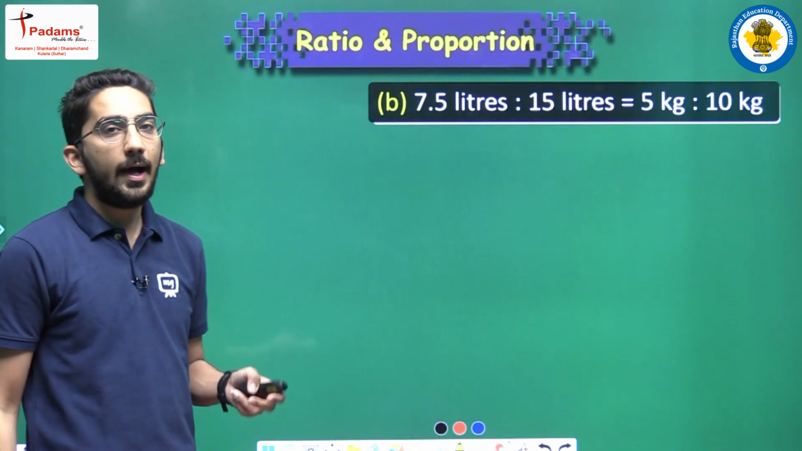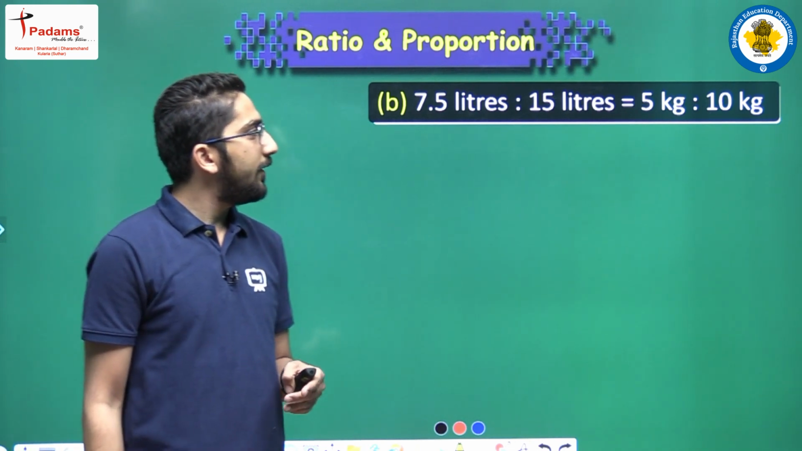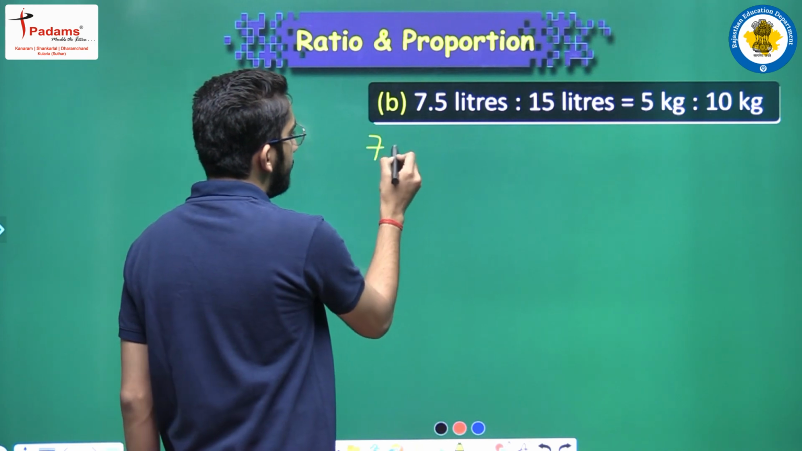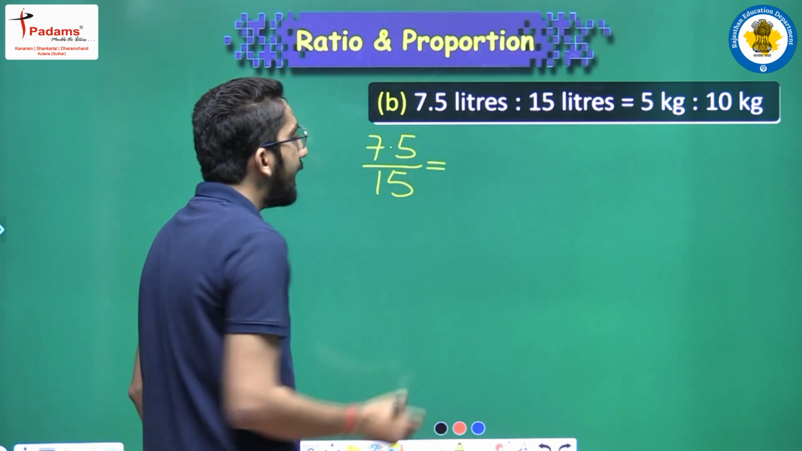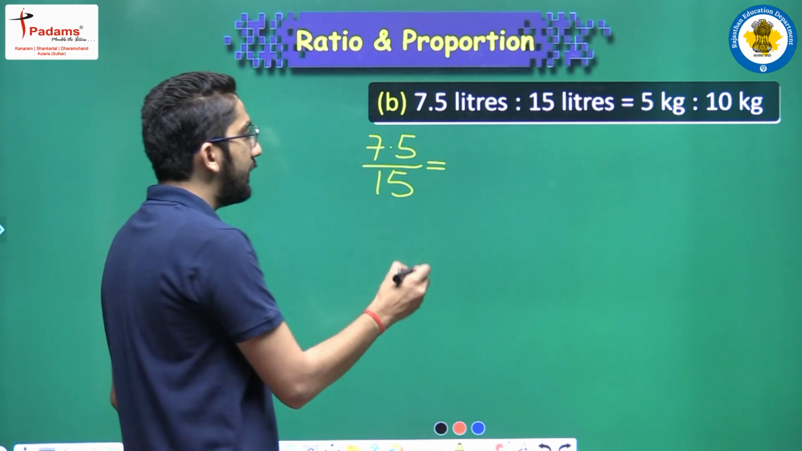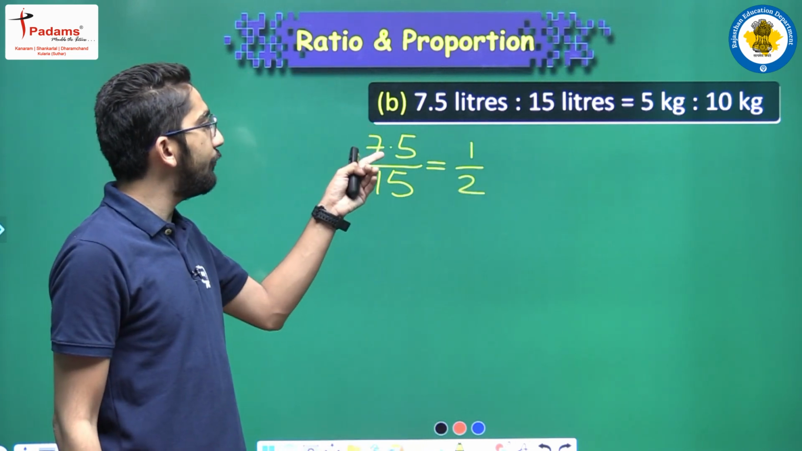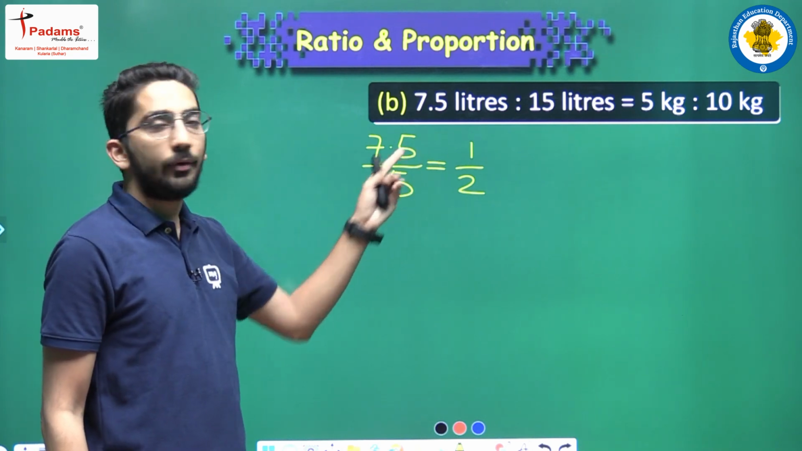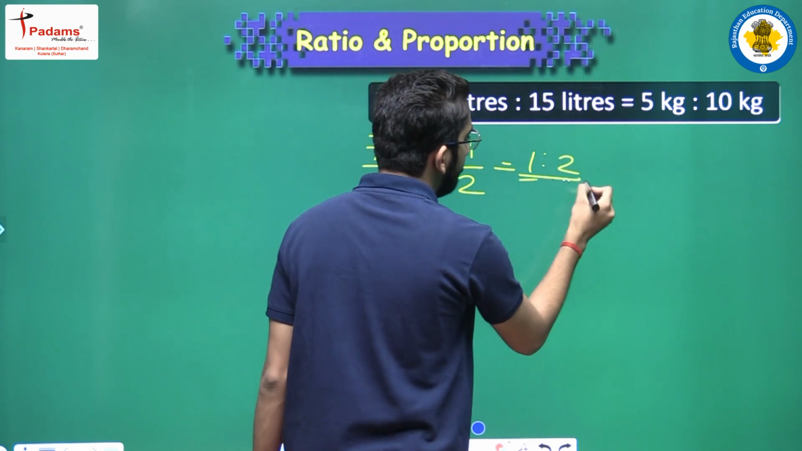ठीक है, क्लियर है. आगे देखिए. 7.5 liters is to 15 liters is equals to 5 kg is to 10 kg. So first 7.5 liters is to 15 liters, and I know that 7.5 का डबल 15 होता है. So this will be 1 by 2, या फिर मैं यूं भी कह सकता हूं कि 7.5 multiplied by 2 is 15. So this ratio will become 1 upon 2, which is 1 is to 2, right?